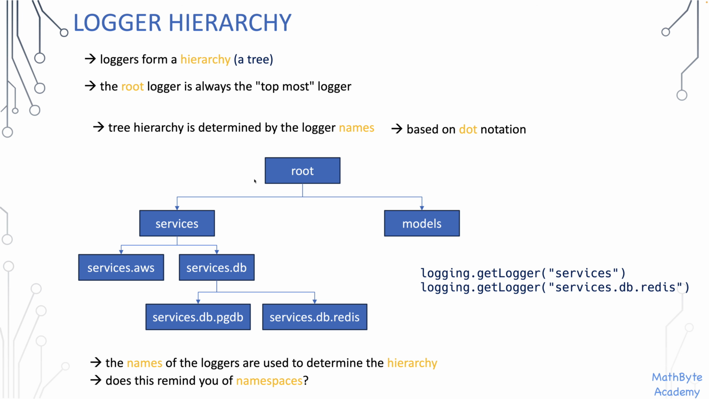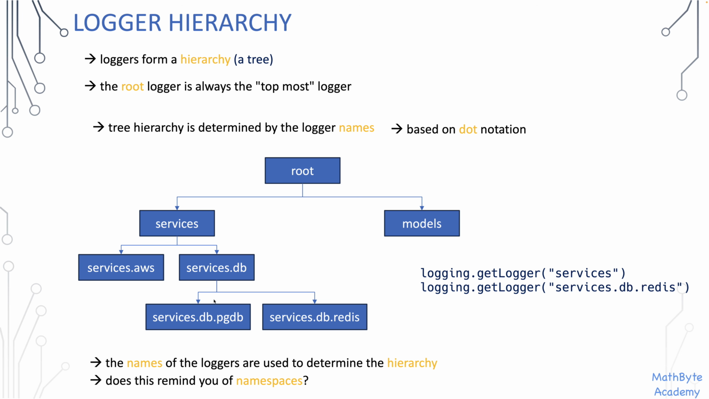Services.aws, right under the root of your application. If I've got another module called DB under services, what will its namespace name be? It will be services.db and so on. So this should really remind you of namespaces. And it's kind of the same way how your modules are organized into this tree hierarchy.